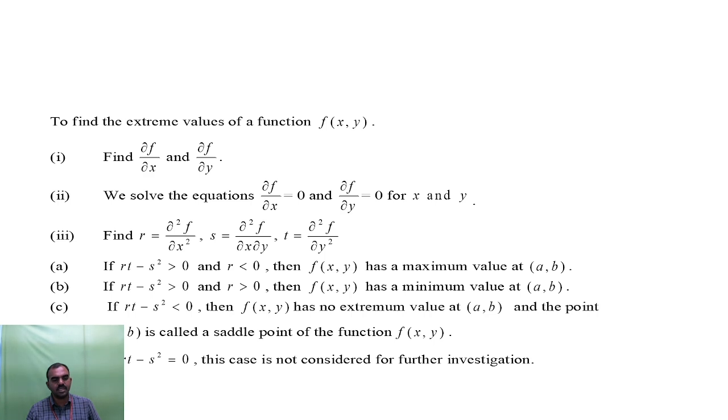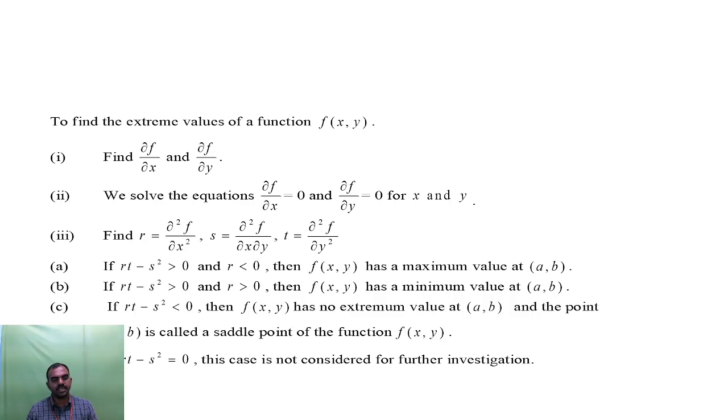Now there are four conditions here. If rt − s² > 0 and r < 0, then f(x, y) has a maximum value at (a, b). Next, if rt − s² > 0 and r > 0, then f(x, y) has a minimum value at (a, b). So the first one, r less than 0, is a maximum value. r is nothing but the second derivative with respect to x. If r is greater than 0, it is a minimum value.